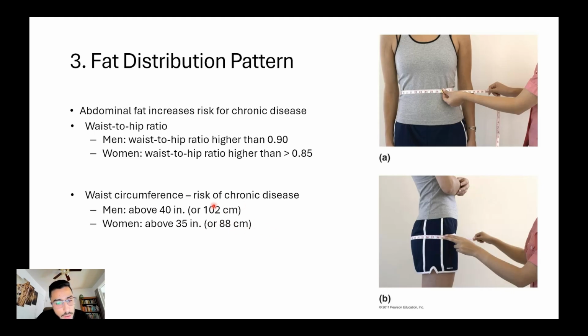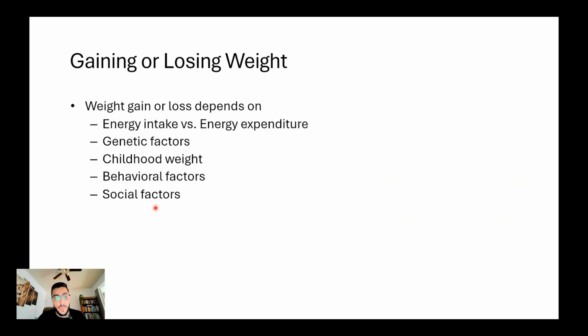This difference here, it's because of the pear-shaped and apple-shaped. And so when you reach this point above 40 inches, you're starting to accumulate fat on your organs, and that's not good. So losing weight and gaining weight is basically dependent on your ability to take in energy and the amount that you spend during the day.